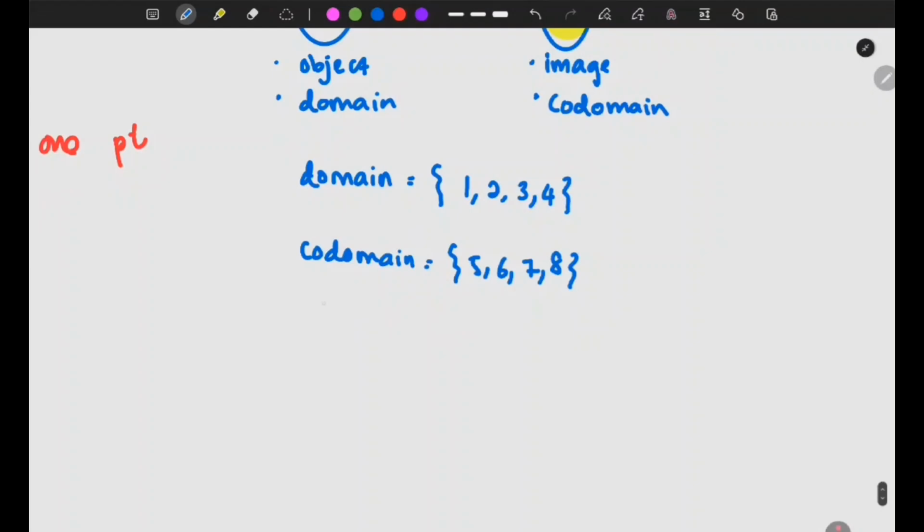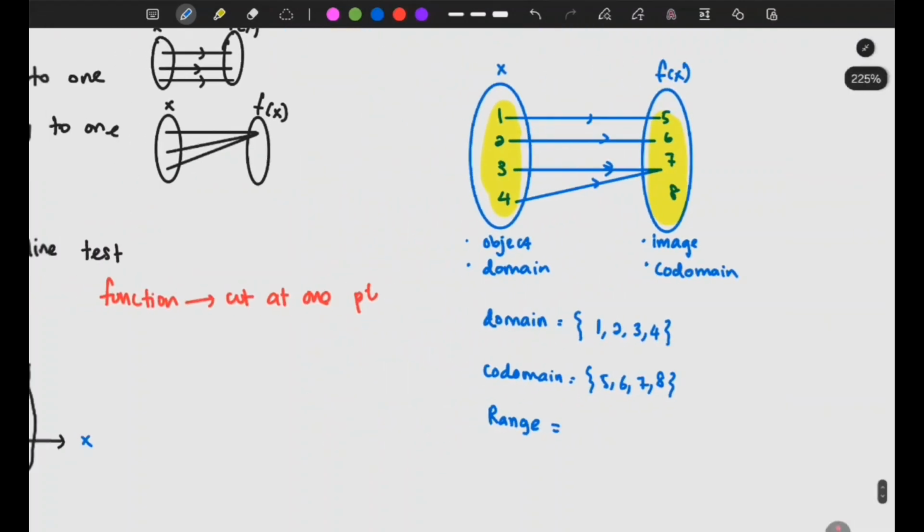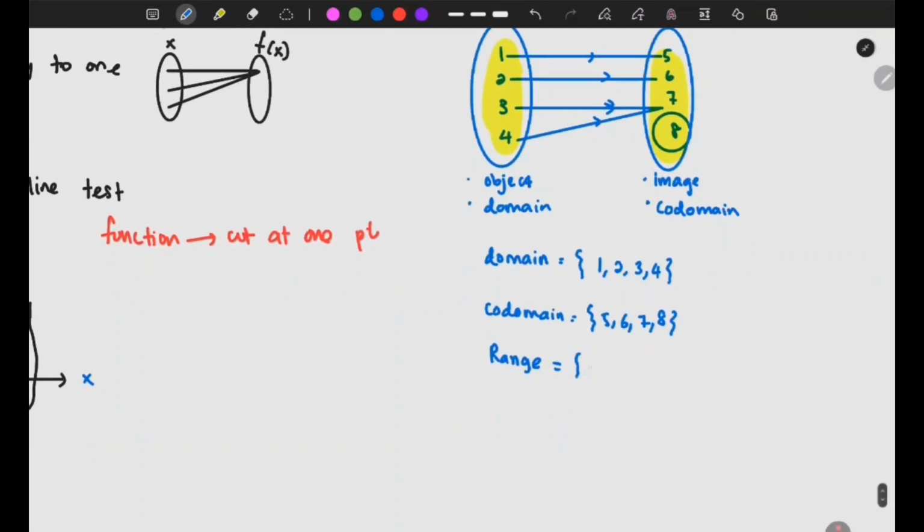But one thing, range is whatever has a pair, object and image, must have these two. You cannot stand just by image only, so that is not considered in a range. So the range will be 5, 6, 7, because the 8 here has no object, so there is no partner. You don't take that. So the range is 5, 6, 7. That's the difference. Don't get confused between codomain and range.